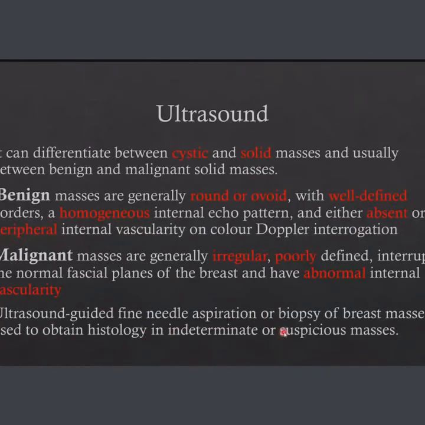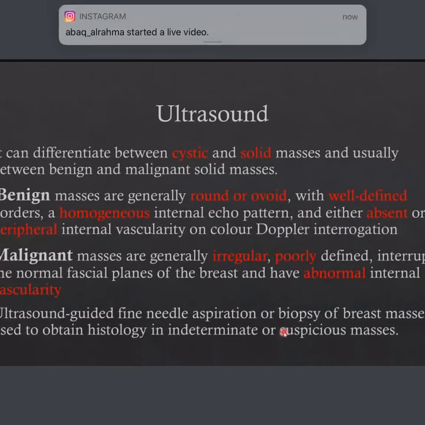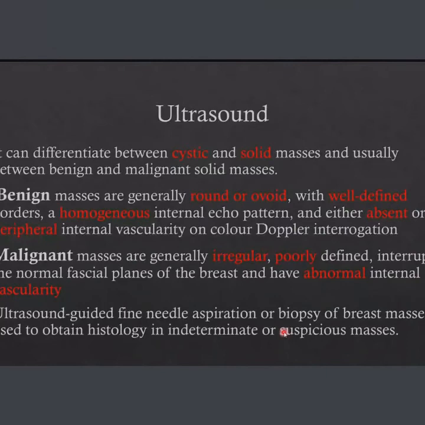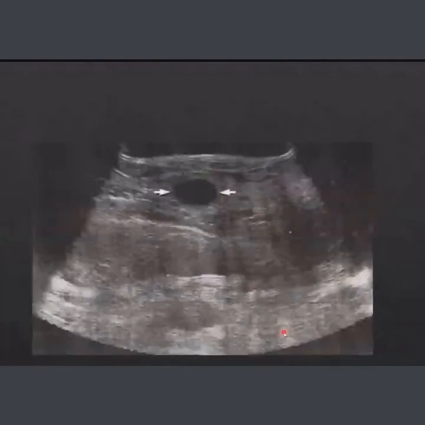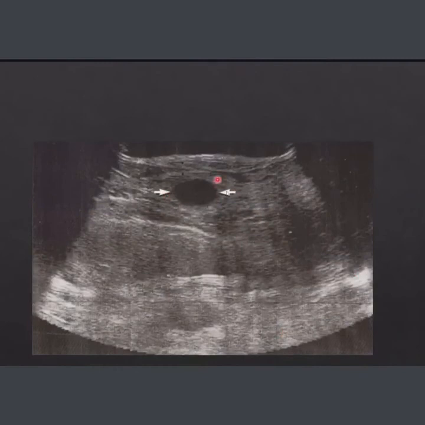Ultrasound-guided fine needle aspiration or biopsy of a breast mass is used to obtain histology in indeterminate or suspicious masses. This is a huge role of ultrasound, in addition to characterizing masses and helping to decide whether they are benign or malignant. We won't go through it quickly now, but we will detail it with the images. So ultrasound is a huge benefit, as it is used to guide FNA or biopsy. Even if it is a mammographically spotted mass, ultrasound can make it much easier to go in targeted and do needle aspiration or biopsy.